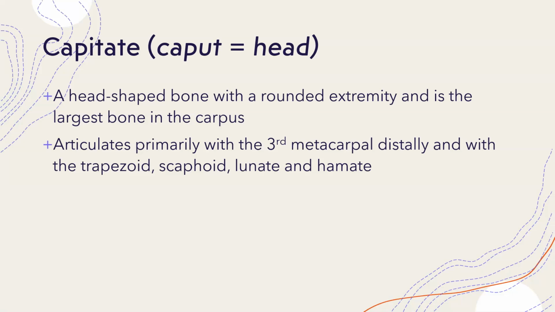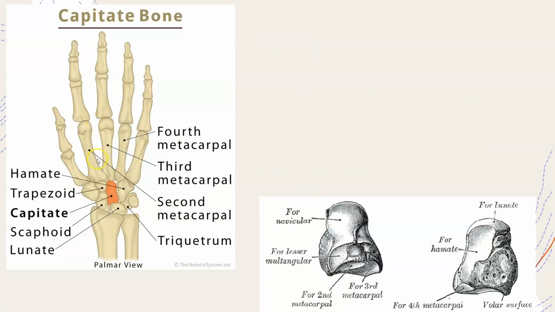So it articulates primarily with the third metacarpal distally and with the trapezoid, scaphoid, lunate, and hamate. So you can see, if we take the third metacarpal all the way down, it'll take you right to the capitate. It articulates laterally with the trapezoid. We can see it articulates medially with the hamate and articulates proximally with the lunate.